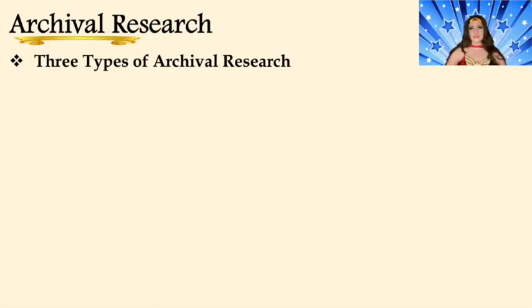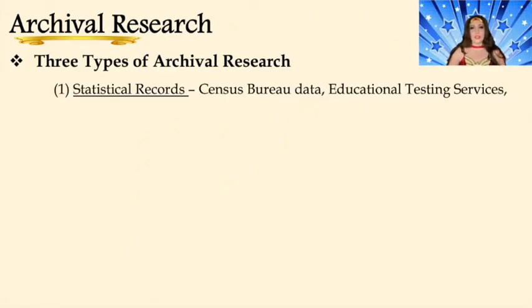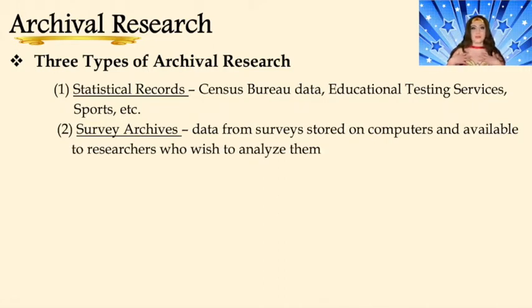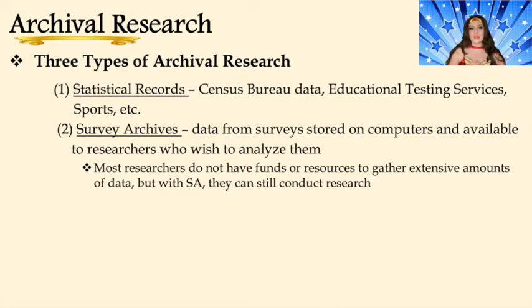And so there are 3 different types of archival research. The first one involves the use of statistical records, for example, the Census Bureau data, educational testing services, or even sports. The second are survey archives. So data from surveys that are stored on computers and available to us as researchers who wish to analyze them. So most researchers don't have the funds or resources to gather extensive amounts of data, but with survey archives, they can still conduct this research because they do have access to it from previous years.